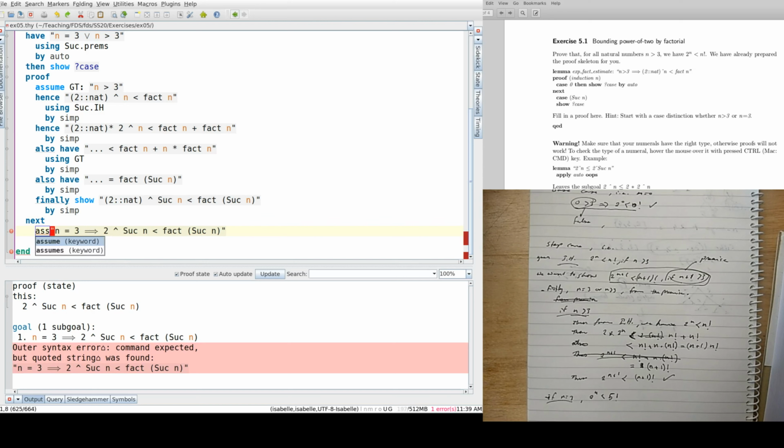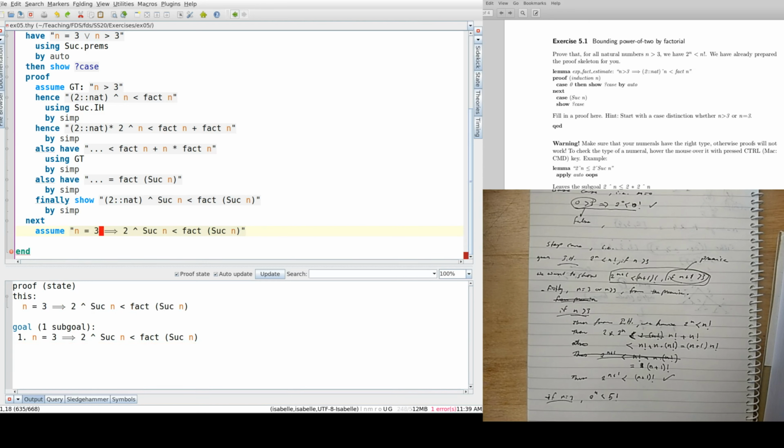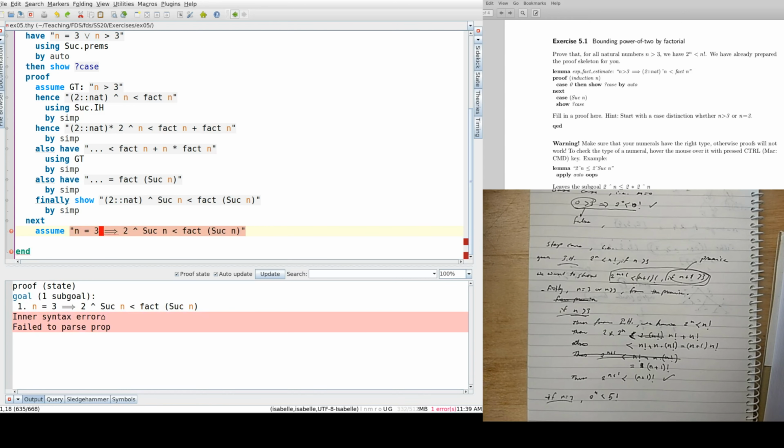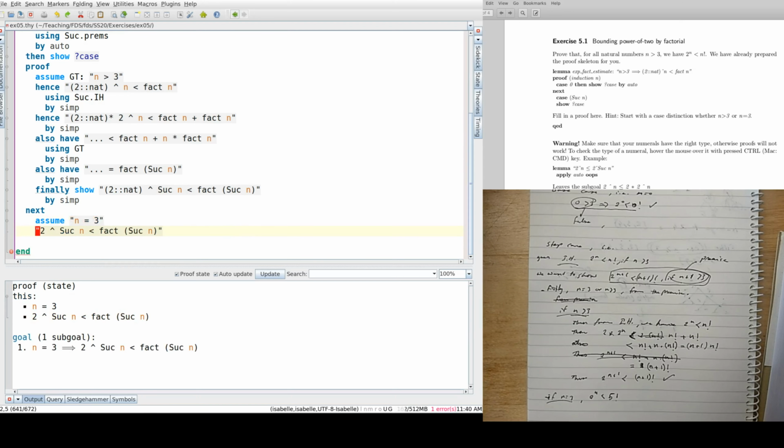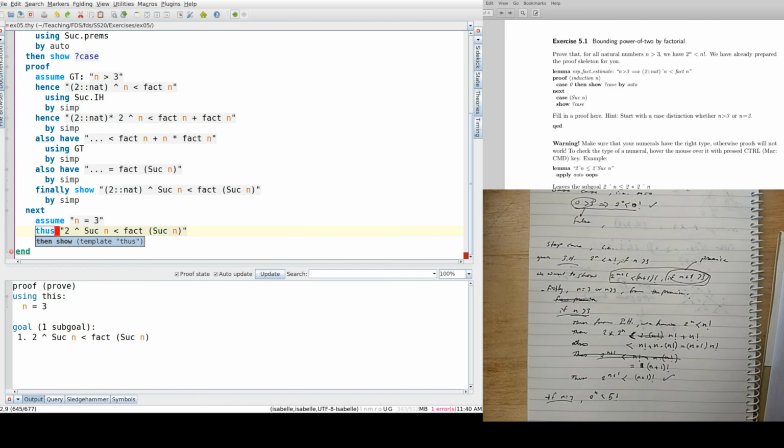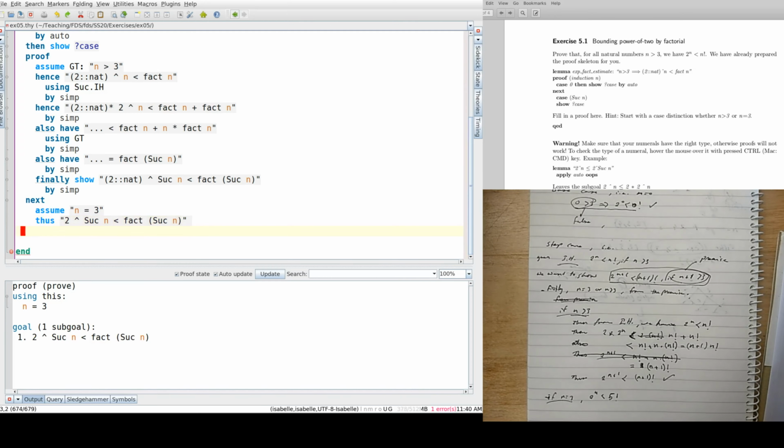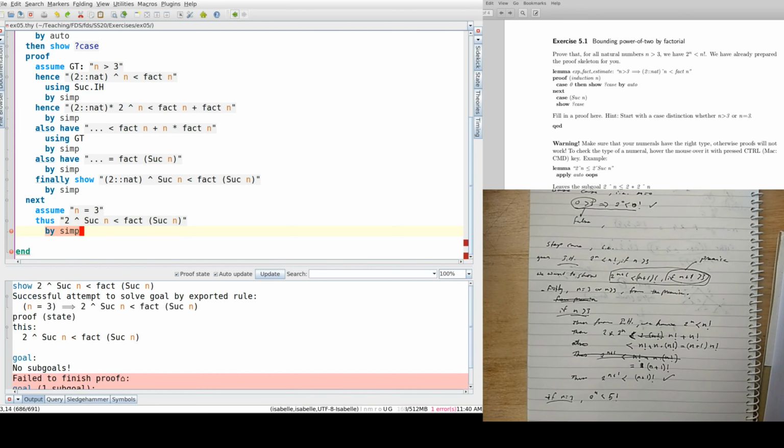So assume, show. So then show that. Okay. So you can also replace then show by thus. It's the same thing. Okay. So I will just say by sim, and yeah, it will not work.